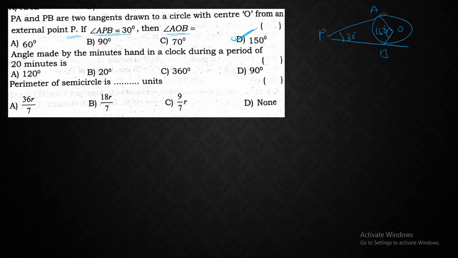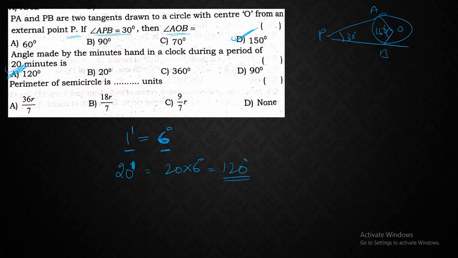Angle made by the minute hand in a clock during a period of 20 minutes. For 1 minute, the minute hand rotates through 6 degrees. So if for 1 minute it rotates through 6 degrees, for 20 minutes it rotates 20 into 6 degrees. 20 sixes are 120 degrees. So it is nothing but 120 degrees.